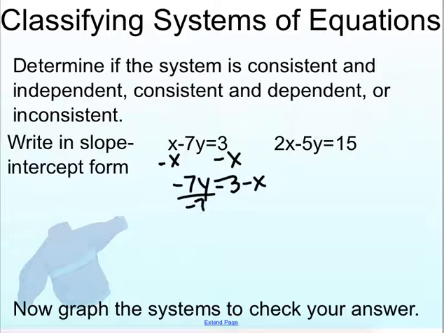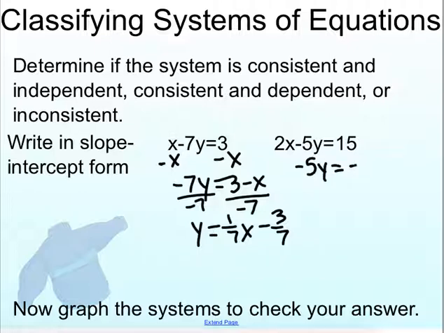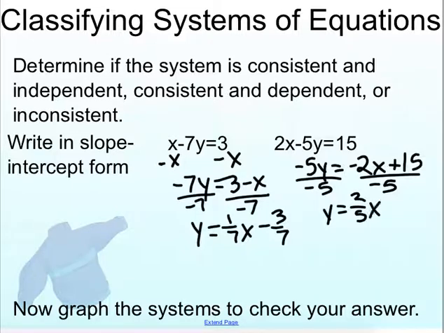Divide by -7, and I'm going to get y is equal to, I'll flip it so I have x first, minus x and minus 7, so I have a positive 1/7 x minus 3/7. And then I'll do the other one. I flipped the 2x to the other side by subtraction, so I have negative 5y is equal to negative 2x plus 15. Divide by negative 5, and I get y is equal to 2/5 x, a positive, minus 3.